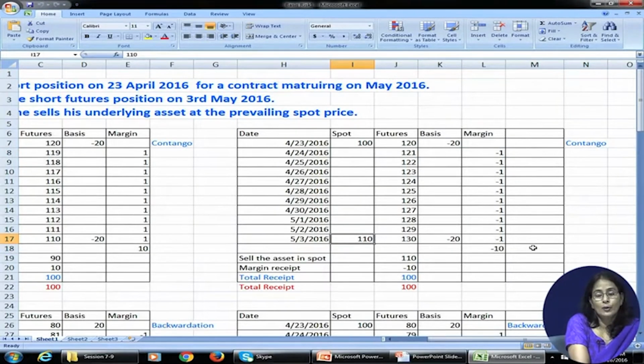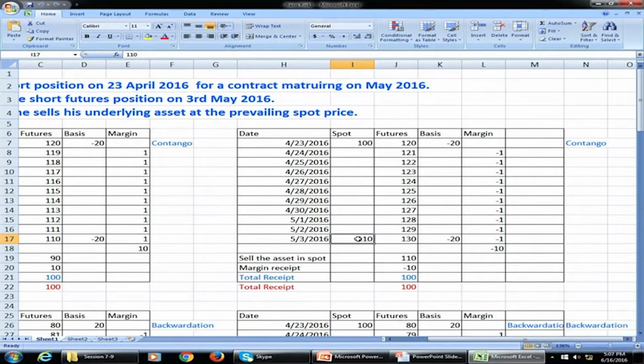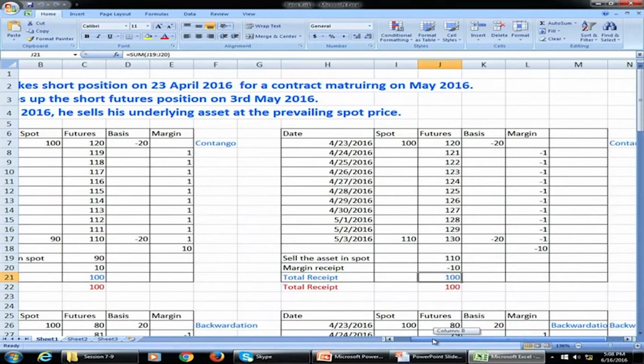On the contract expiry date or physical transaction date, the spot price, contrary to his expectation of a price decline, has gone up to 110. So he sells the underlying asset in the market at 110, but he has already paid 10 rupees as mark to market loss. So his net receipt is going to be 100 rupees. In fact, if you compare the previous example and the current example, the basis has not changed. Basis has remained -20 and -20 here.